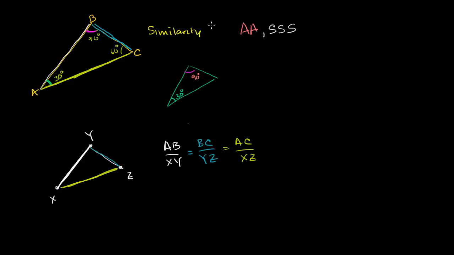Similarity postulates, or axioms, are things that we're going to assume, and then we're going to build off of them to solve problems and prove other things. Side, when we're talking about congruence, means that the corresponding sides are congruent. Side for similarity, we're saying that the ratio between corresponding sides is going to be the same.